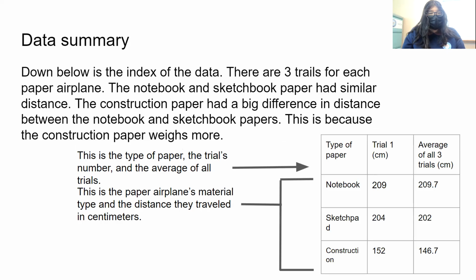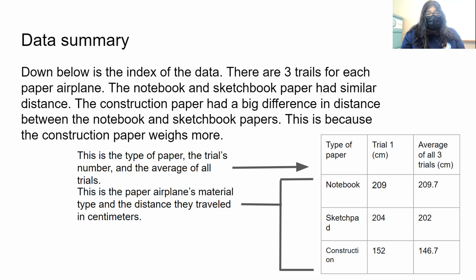Down below is the index of my data. There are 3 trials of each paper airplane. The notebook and sketchbook paper had similar distances because in terms of weight, they are similar. The construction paper had a big difference in distance between notebook and sketchbook papers. This is because the construction paper weighs more and is more thick.